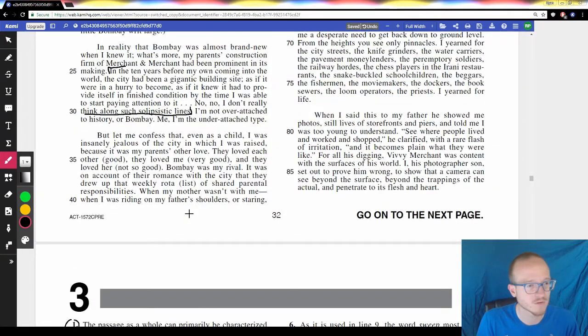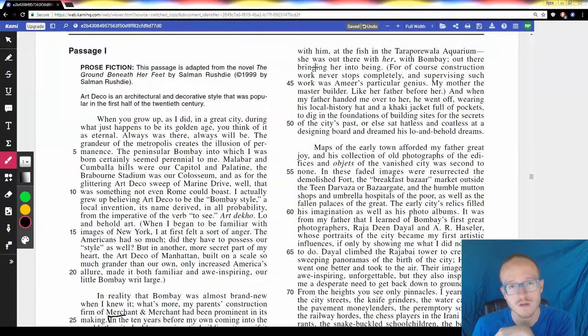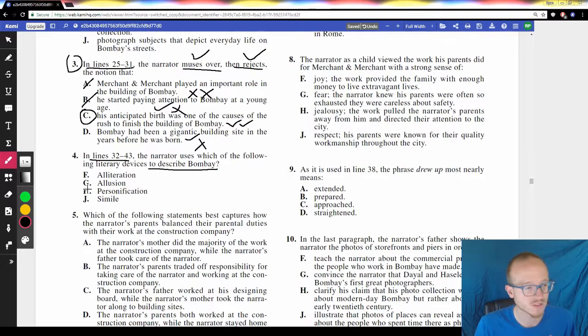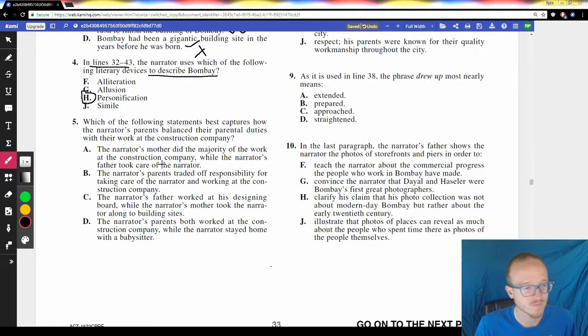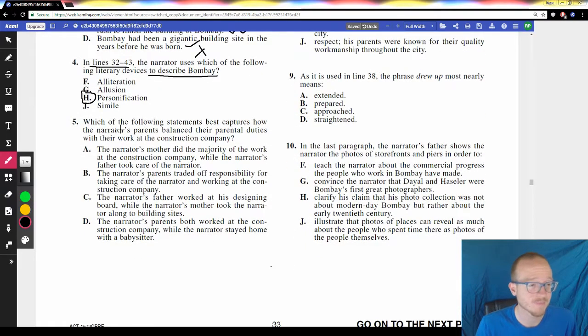So 32 to 43. "Let me confess that even as a child, I was insanely jealous of the city in which I was raised, because my parents had love. They loved each other, they loved me, and they loved her. Her, not so good. Bombay was my rival." So on account of the romance with the city, when my mother wasn't with me, with him, she was out there with her, with Bombay. So again, he's calling the city a woman, basically, giving her a feminine pronoun. So this is an example of personification here. Here I'm not even going to consider the other ones, because that's knockout, drag out, right?